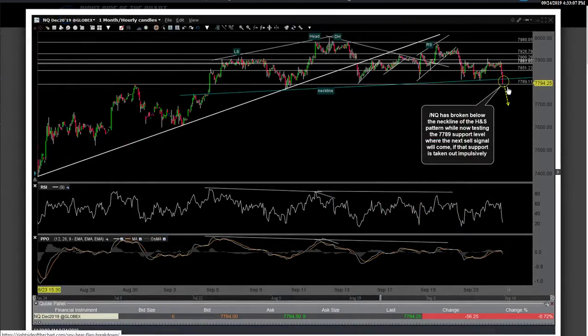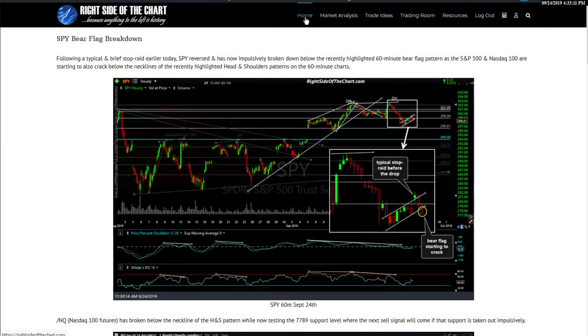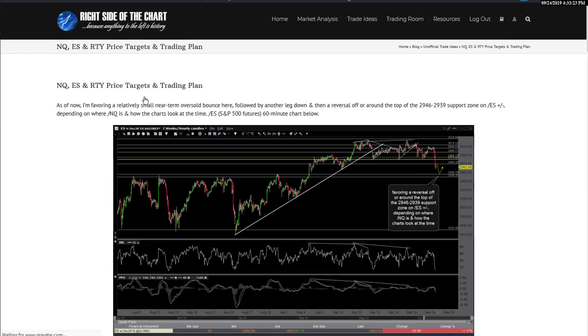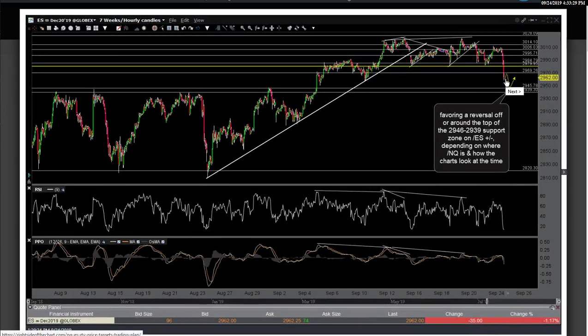Okay, so that was this post, just showing you we needed to break those levels as I just covered, and they did. And then the next one up was there's the video right here, the price targets and trading plan. So then I sharpened my pencil and posted this one, time stamped 1:29, so about 1:30 Eastern time, looking for a bounce.